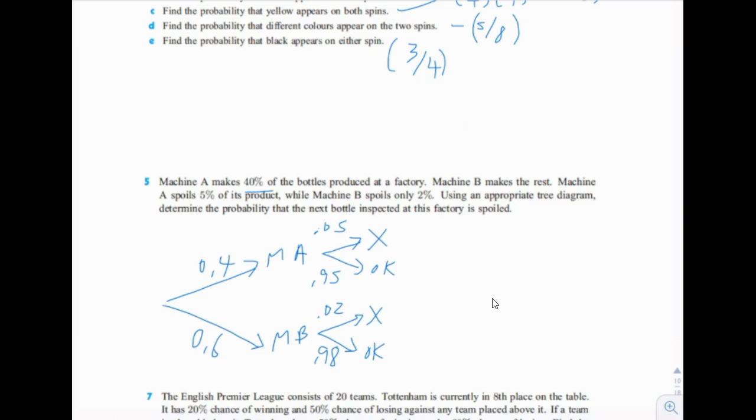So they're saying spoiled is this leg and this leg. What is the probability of these two legs? It would be 0.4 times 0.05, which is 0.02, and 0.6 times 0.02, which is 0.012. If we add these two together, 0.02 and 0.012, we get the probability that the next bottle is spoiled: 0.032.